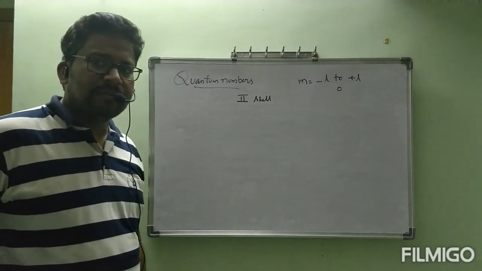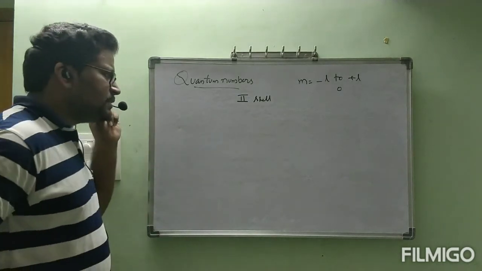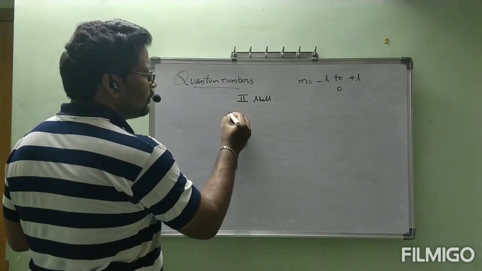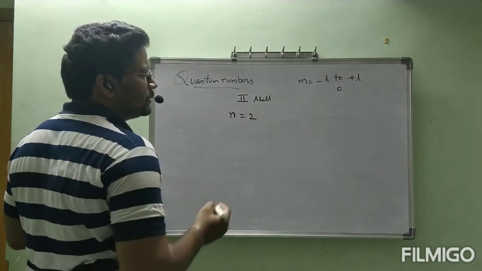Okay, see to that. What about the second shell? Second shell means what is the n value? N is equal to 2. This is the shell.